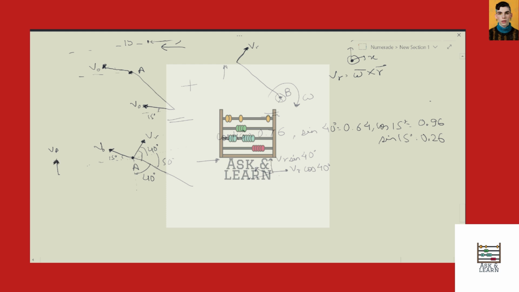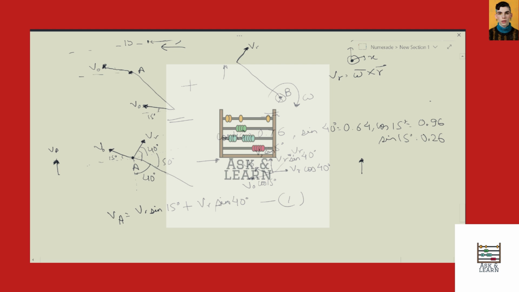So we have broken down VR. This was our earlier VR. So let's break V naught. V naught will be V naught cosine 15 degrees, and then this will be V naught sine 15 degrees. Right. So VA in vertical direction is going to come from V naught sine 15 degrees plus VR sine 40 degrees. This is equation 1.